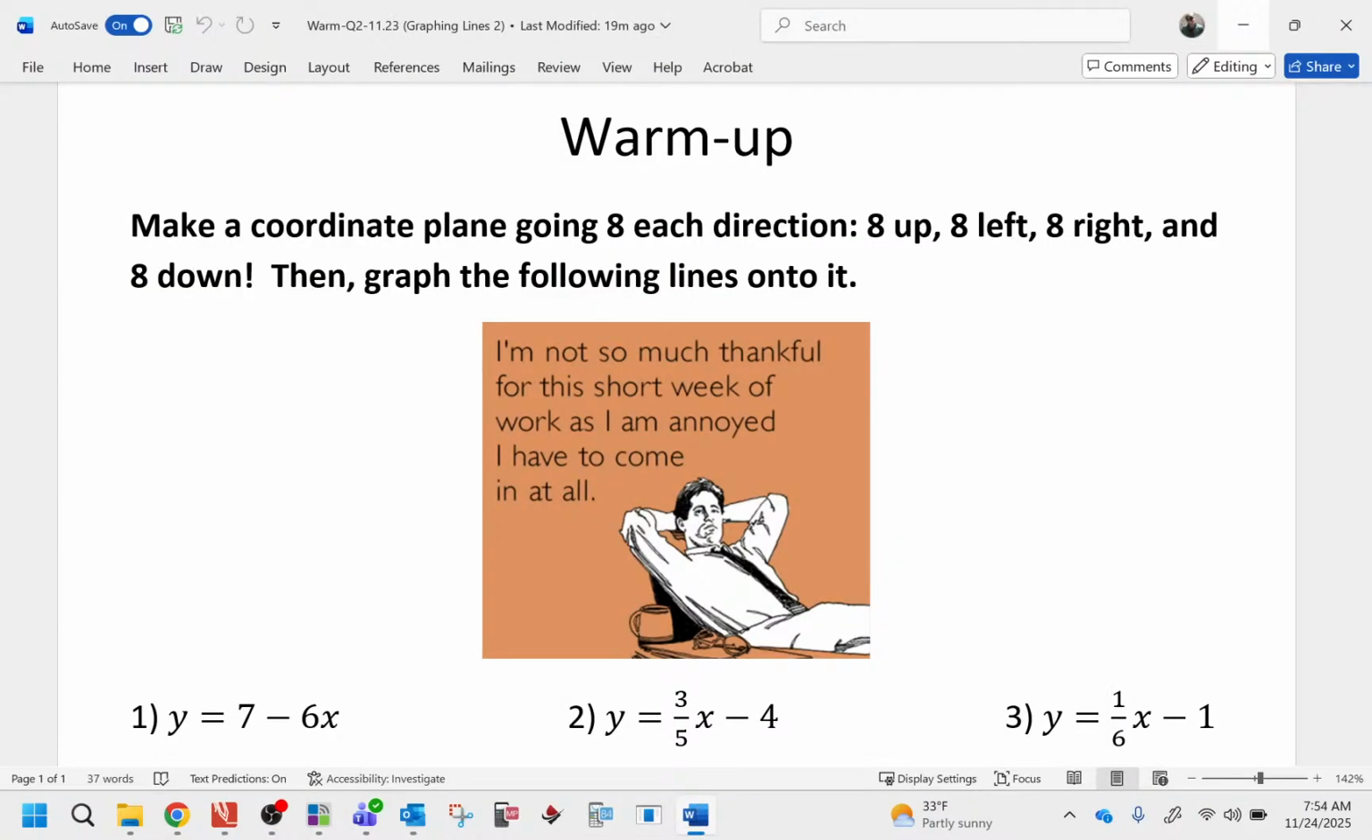Here's your warm-up. Make a coordinate plane going 8 up, 8 left, 8 right, 8 down, and graph the following lines onto it. You're going to want to pause the video and write those lines down because I have to make my coordinate plane. So please do that, and let's get the show on the road.